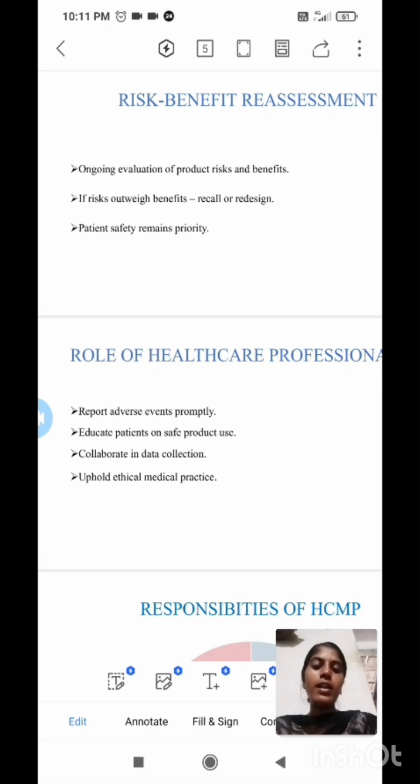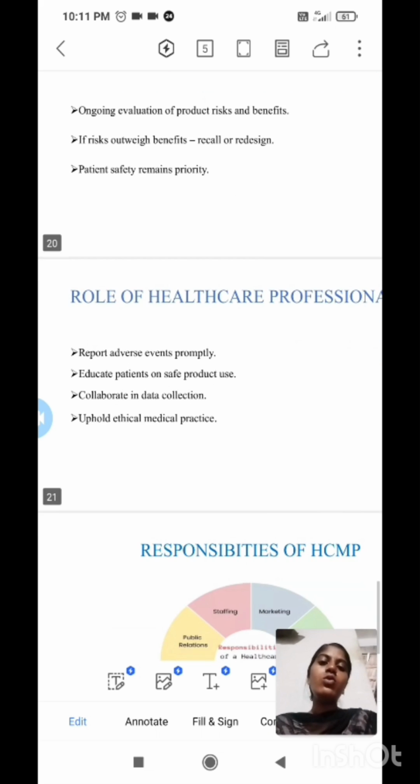So we are designing one type of prosthetic arm. That arm does not fit a patient's hand. At that time, we can redesign and reassess that arm. Not just an arm, in every product that does not suit a patient, we can take responsibility to redesign the product. It is mainly focused on patient safety, which remains the priority.